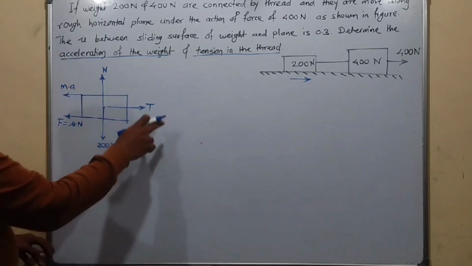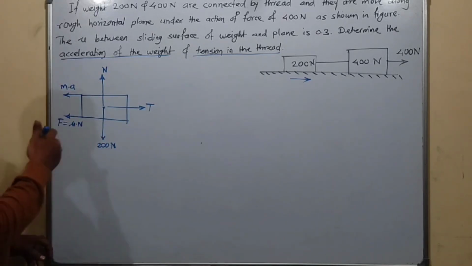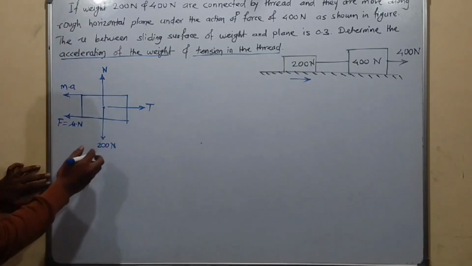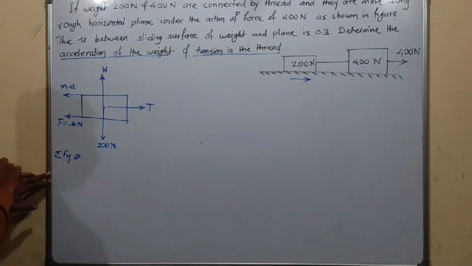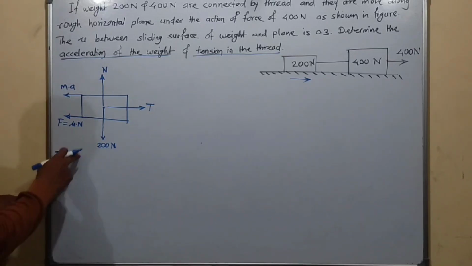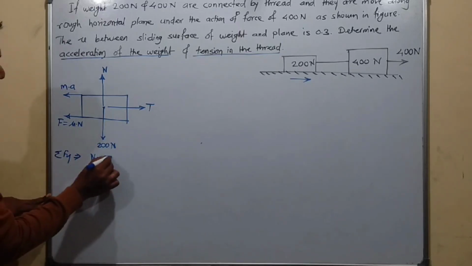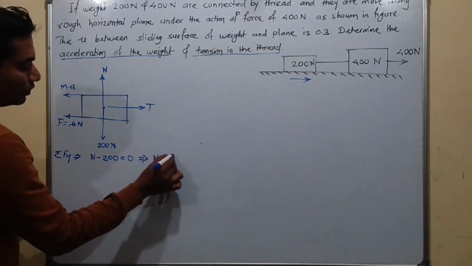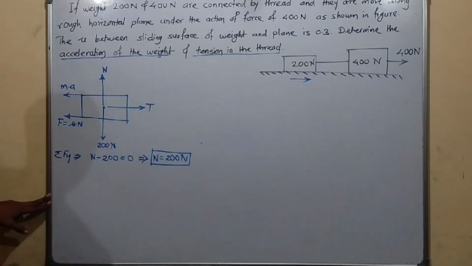So towards left is the force, and that is given by mass into acceleration, the force causing the motion. So now we can take the equilibrium condition and we will solve this free body diagram so that we will get some equations. So first we will take the summation of Fy. If we take the summation of Fy, vertically upward force is positive, vertically downward is negative. So N minus 200 is equal to 0. So from this we will get N is equal to 200 Newton. So normal reaction we are getting 200 Newton.